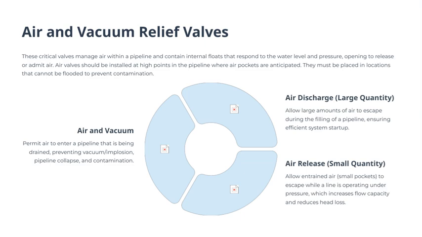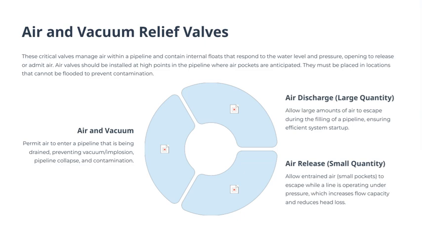On the other hand, when you're draining a pipeline, permitting air to enter is just as vital. This prevents the formation of a vacuum or even pipeline implosion, which could cause the pipe to collapse or become contaminated. Now, these air and vacuum management devices are typically equipped with internal floats that respond to water levels and pressure. They automatically open to release or admit air as needed, maintaining proper pressure balance.